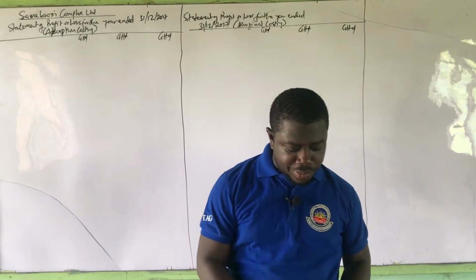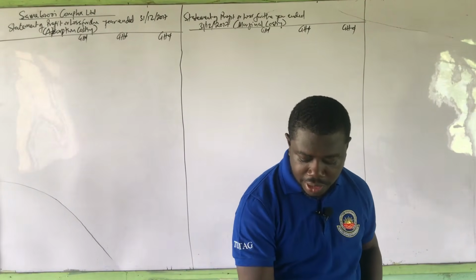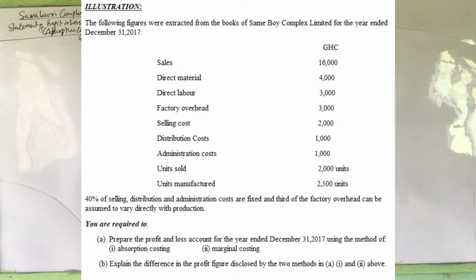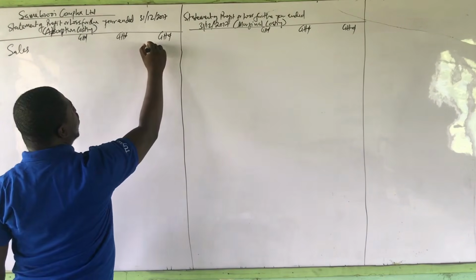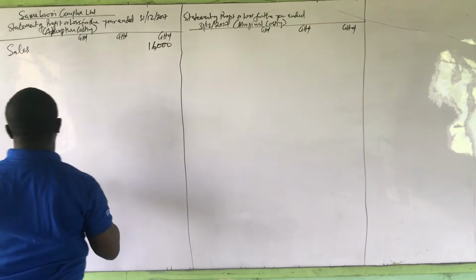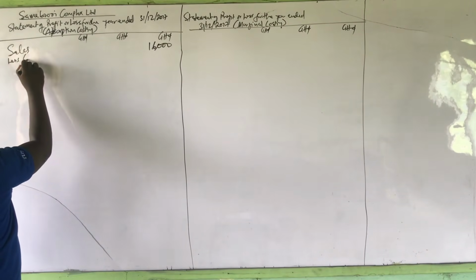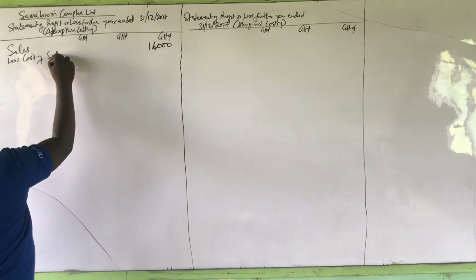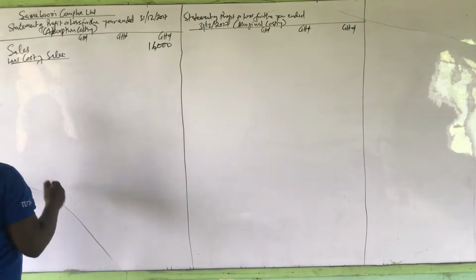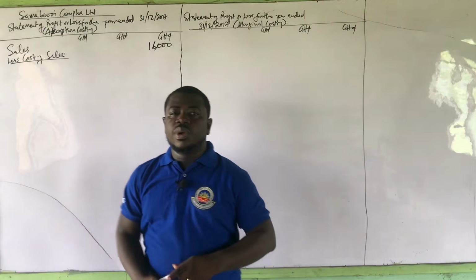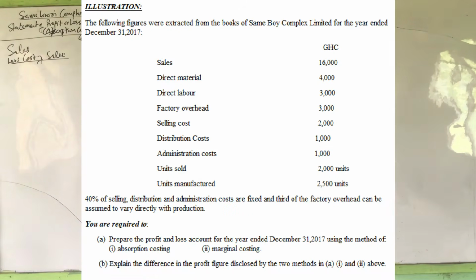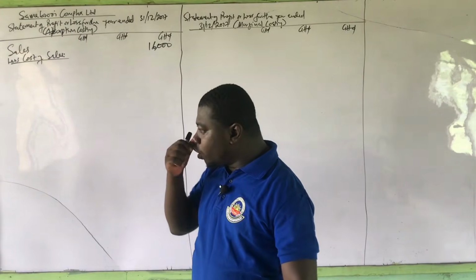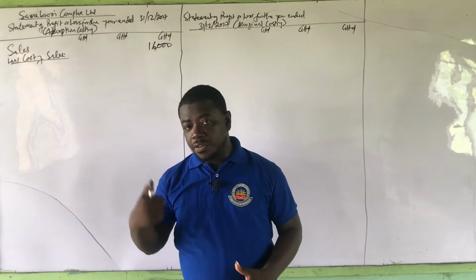So let's begin. In the question, the sales was given. The sales figure was given as 16,000 Ghana cedis. So we begin with our sales, 16,000 Ghana cedis. Then we less cost of sales. So we begin with our opening inventory. But in this question, there was no opening inventory. If you look at the question carefully, there was no opening inventory, but there was closing inventory, and there should be closing inventory so that we'll learn how to value this.